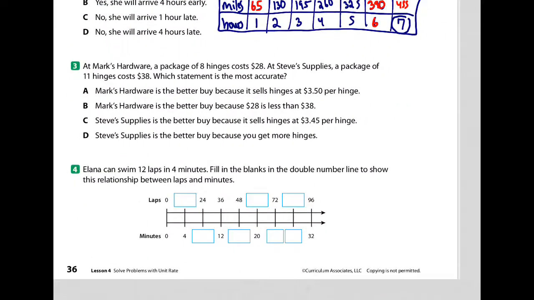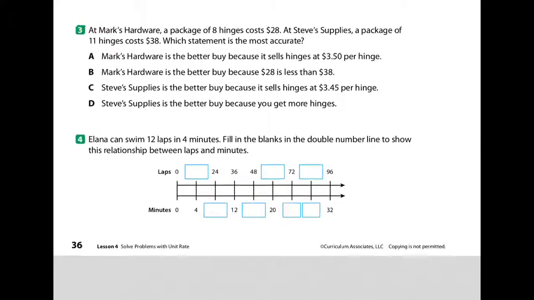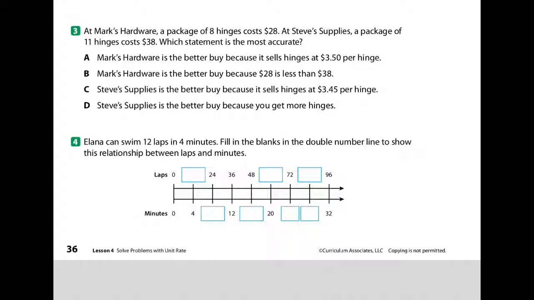All right, number 3. At Mark's Hardware, a package of 8 hinges costs $28. So I'm going to circle that in red there. At Steve's Supplies, a package of 11 hinges costs $38. So that's 11, and that's at Steve's. Which statement is the most accurate?